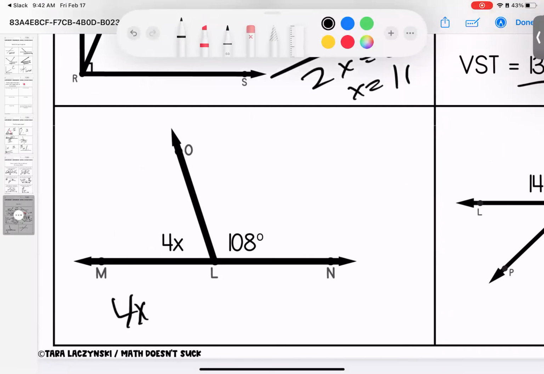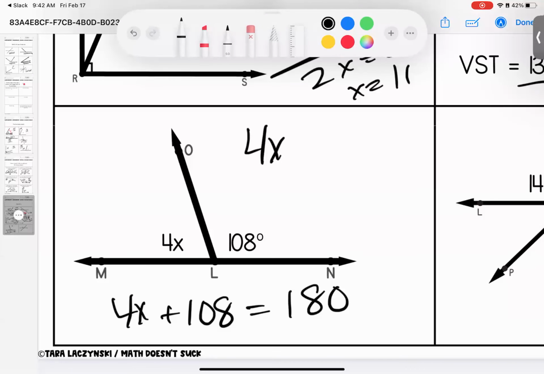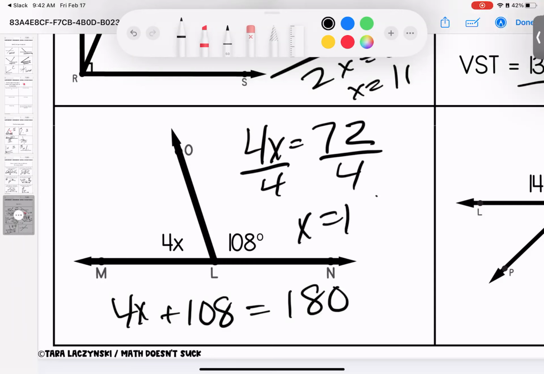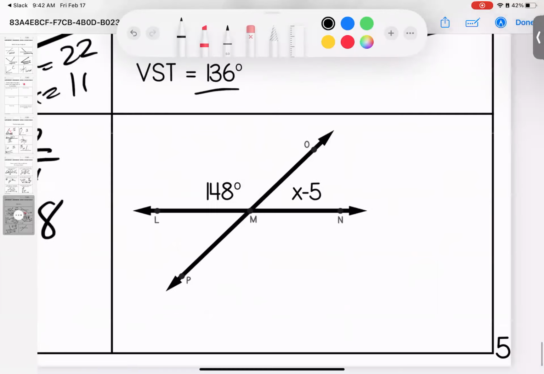4x plus 108 equals 180 degrees. We have a full straight line. So when I do 180 and I subtract 108, I'm left with 4x equals 72. Divide both sides by 4. 72 divided by 4 gives me x is equal to 18.